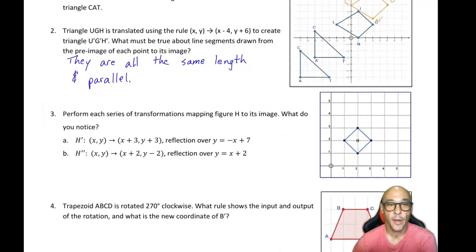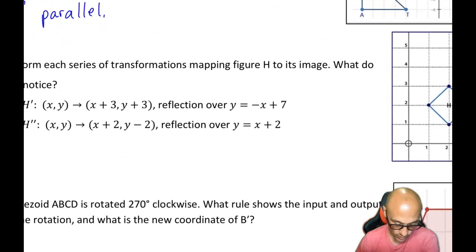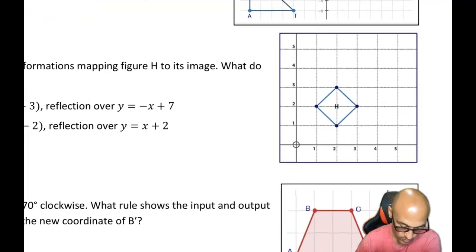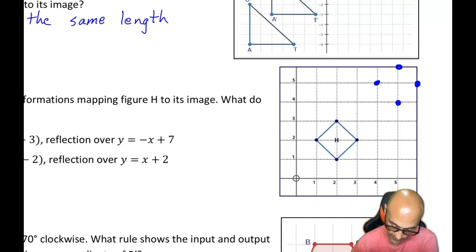Perform each series of transformations, mapping figure H to its image. What do you notice? So first we're going to do H prime and then also H double prime. So for this one, we're going to first go to the right 3, up 3. All right. So every point is going to go to the right 3 and up 3. So it's going to be here, here, here, and there. And then reflected over the line y equals negative x plus 7.